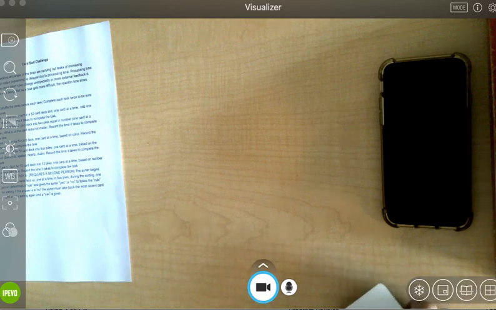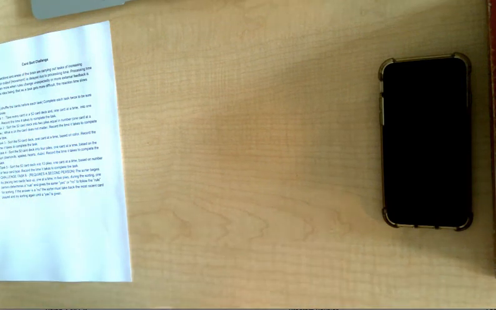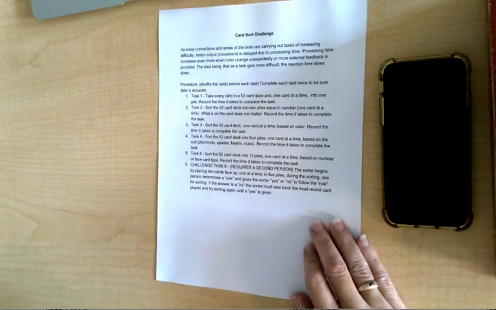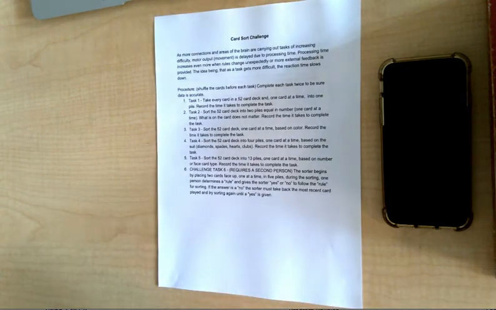We are going to try and simulate the card sort challenge. Task number 1. So the card sort challenge has a lot to do with making connections in the brain. As more connections in areas of the brain are carrying out tasks of increasing difficulty, motor output, movement, is delayed due to processing time.